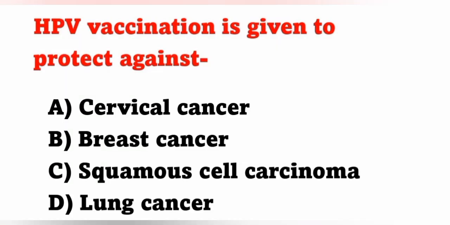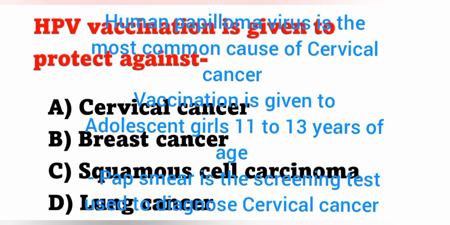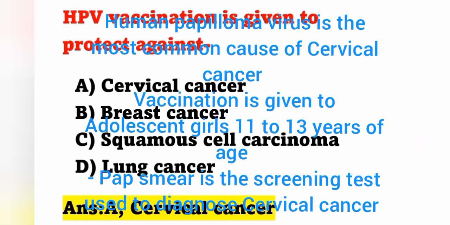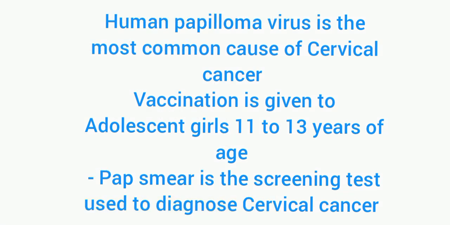HPV vaccination is given to protect against. Options: option A cervical cancer, option B breast cancer, option C squamous cell carcinoma, option D lung cancer. And the correct answer is option A cervical cancer. HPV means human papilloma virus. Vaccination is given to protect against cervical cancer. Human papilloma virus is the most common cause of cervical cancer.